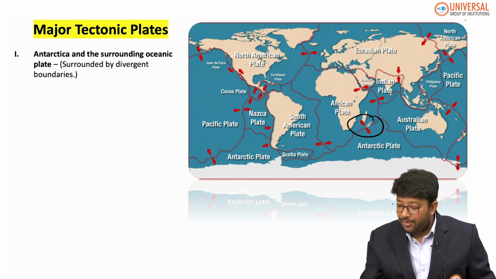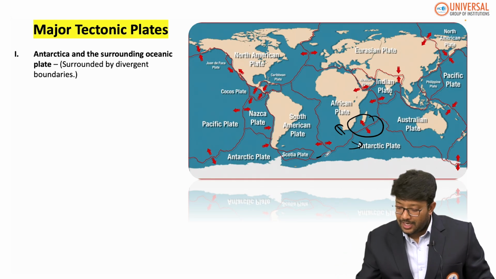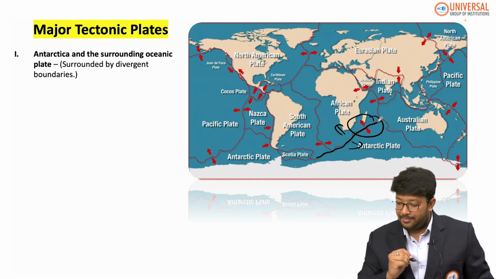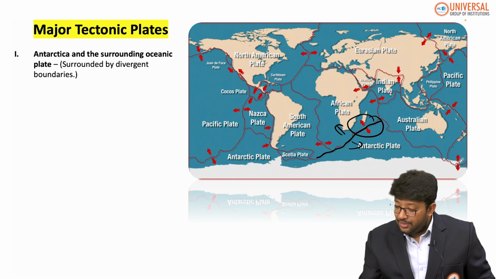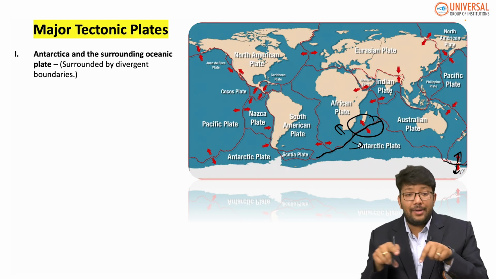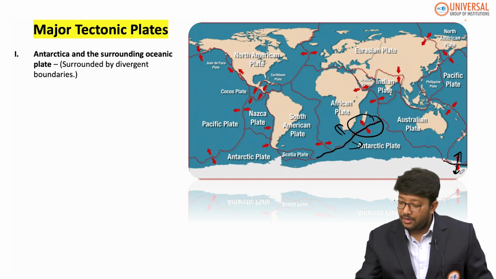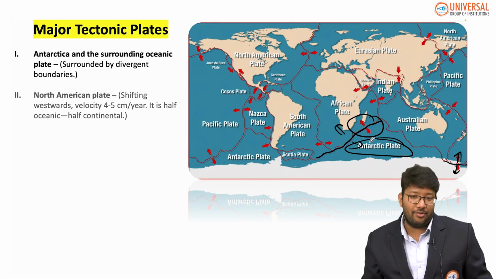Like, can you see the arrows here? These are going apart from each other. Means this particular plate boundary is a divergent plate boundary. Okay. Again, you can see in Antarctica here, the two plates are moving apart from each other. So the Antarctica plate is surrounded by various divergent plate boundaries. This is our first major plate.